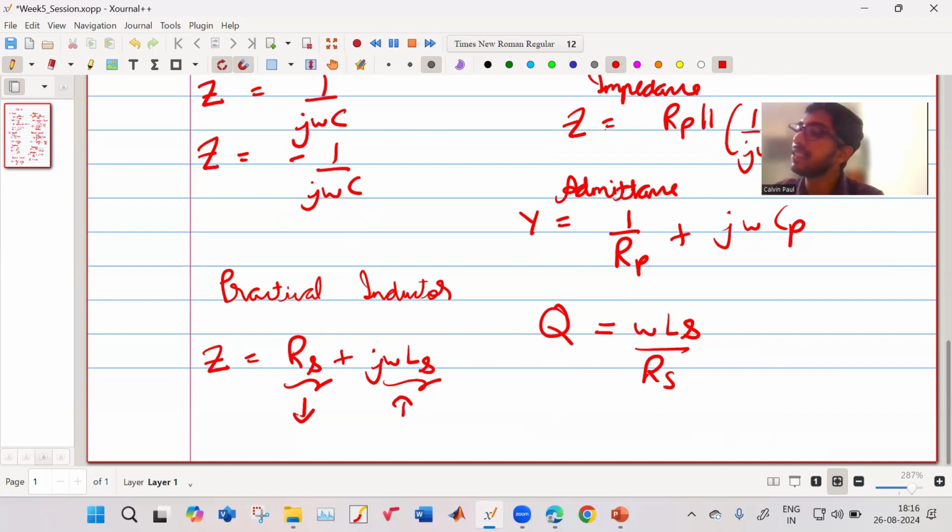So if Ls increases, then my quality factor will increase, and then I'll say that my inductor is very close to ideal. If my Rs increases, what will happen? My Q will reduce, and then we'll say that my inductor's ideality is low. The quality of the inductor is not good. But if my Rs reduces, then my quality factor will increase. So Q is known as the quality factor, which is equal to omega Ls upon Rs.